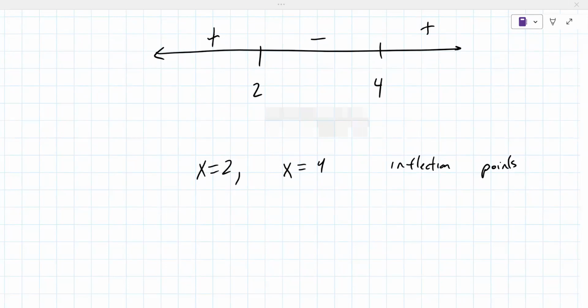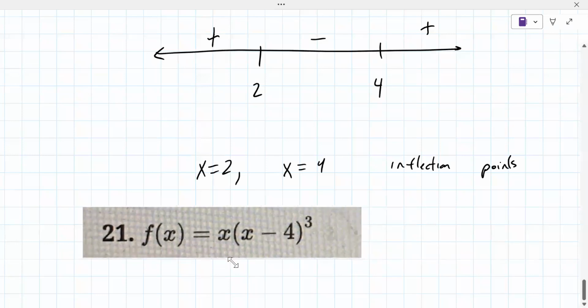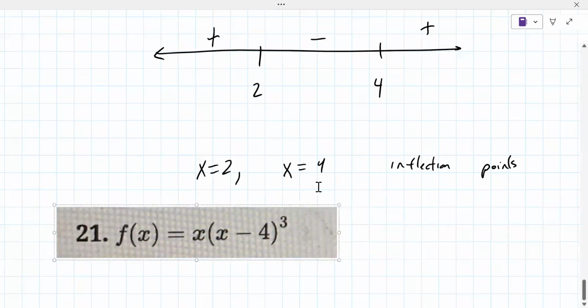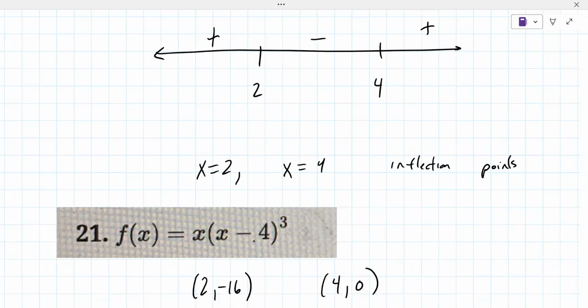And why don't you do that for us? I'll put the original here. So you want to put x equals 2 in there, x equals 4 in there, and see what you come up with. 2 is negative 16. Four is 0. Good. Okay, so those are the inflection points.